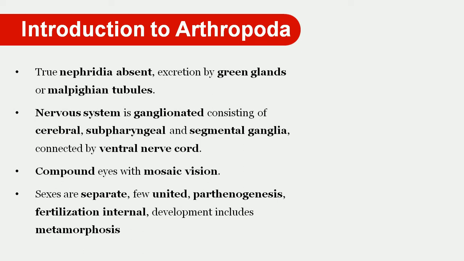Again, this arthropodal animal shows sexual dimorphism, and the sexes are separate. In a few organisms the sexes are found in a single body, or development occurs due to parthenogenesis. Regarding fertilization, in some animals fertilization takes place internally, and development occurs including metamorphosis.